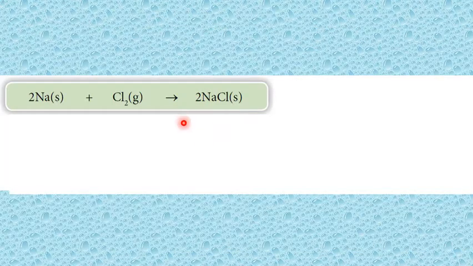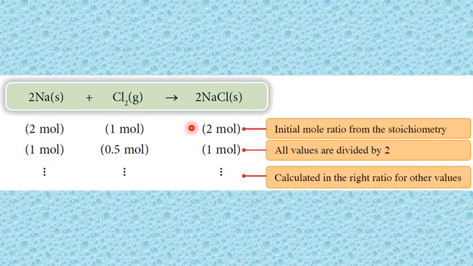Based on the mole ratio of substances from a balanced chemical equation, we can solve various numerical problems by calculating the number of moles of substances required in the right ratio. For example, the initial mole ratio is like this: 2 mole, 1 and 2. And then if all values are divided by 2, you will get 1 mole here, 0.5 mole and 1 mole. So you can divide and multiply, depending, until you get the right ratio for other values.